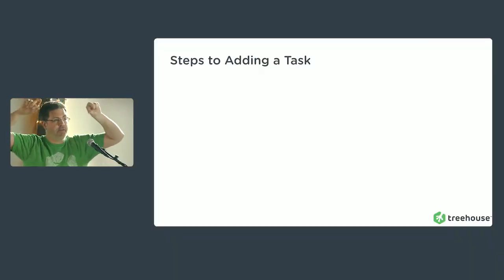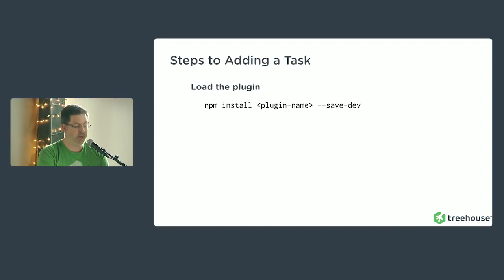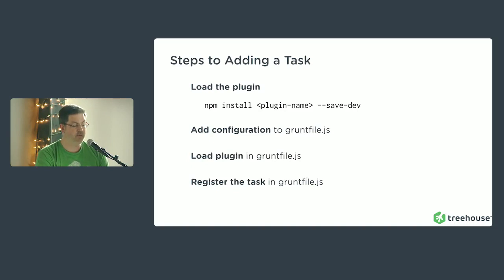Before I do that, let me give you an overview of the steps you need to add a task. There's 3 steps. First, you load the plugin. Actually, I guess there's 4 steps. You install the plugin. So npm install, whatever the plugin's name. We'll look at 3 different plugins today. And then you save it to your development, meaning you save it to your package.json file. And then you add a configuration to the grunt file. You load the plugin in the grunt file, and you register the task in the grunt file. And once you've done that, you now have a hopefully functioning task. You can run grunt and do some cool things.